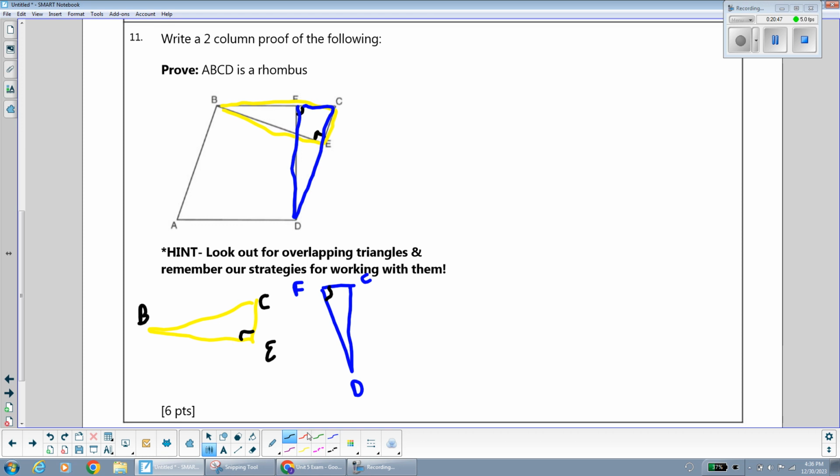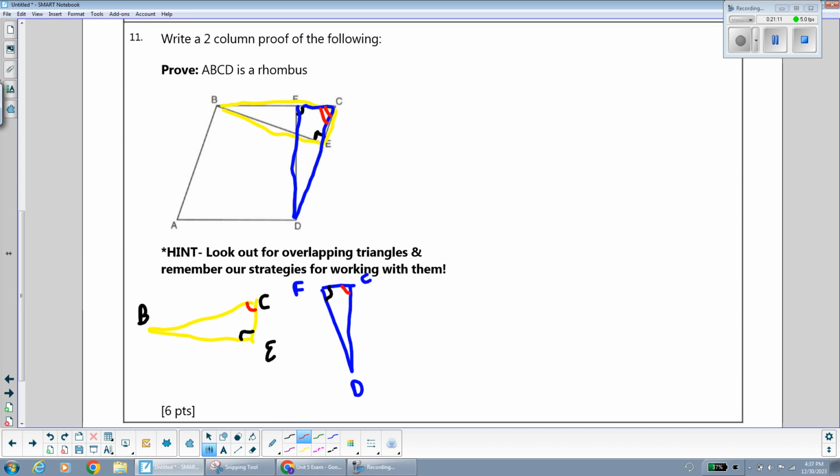So whenever we have overlapping triangles, there's always going to be something shared. It's either going to be a side or an angle. So if you can't see it from the original diagram, look at the separated triangles and see what letters are the same. And there's only one letter that's the same, C and C. And that tells us that angle C is shared between the two triangles. So we can say it's congruent to itself by reflexive property.